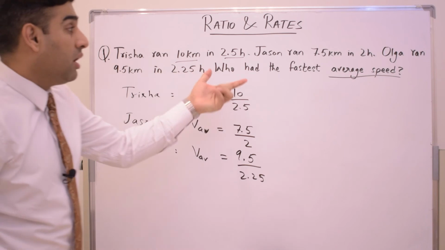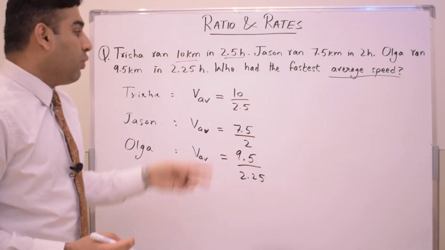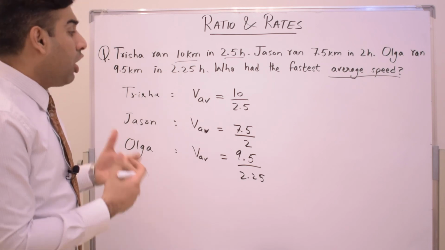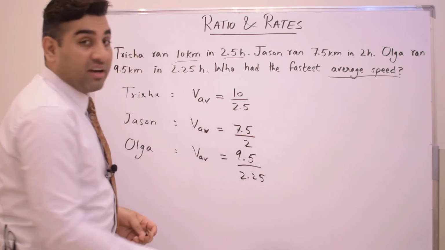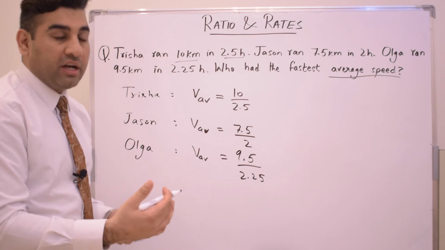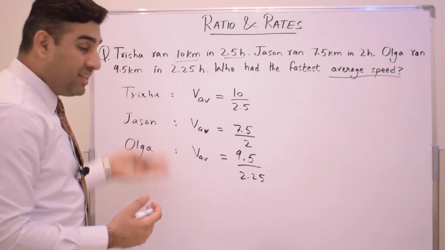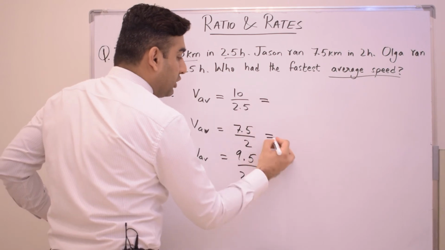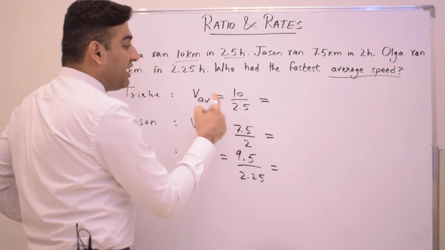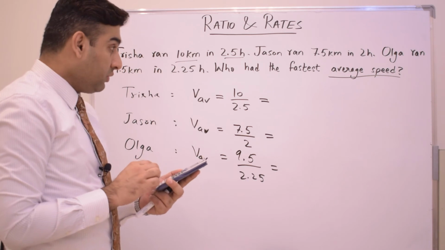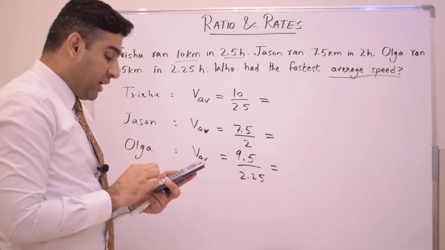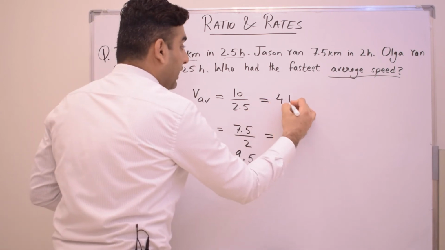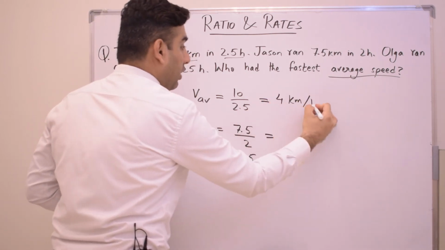So who had the fastest average speed? We cannot detect, understand or calculate that just by writing the rates. We have to write the unit rate for the comparison among these three people. Okay, so guys, to calculate the unit rate, we will divide. So 10 divided by 2.5 gives me 4 kilometers per hour.